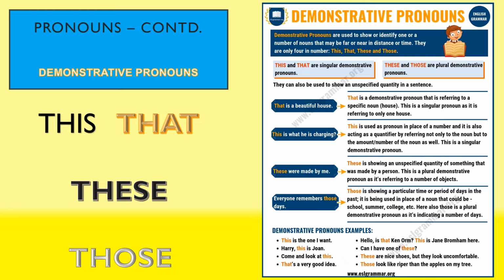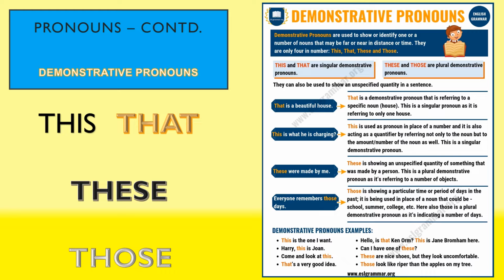So I have given you quite a few sentences for you to just have a look. So, that is a beautiful house. That is a demonstrative pronoun that is referring to a specific house. This is a singular one. And this is used when you're talking about something right in front. So it is actually used as a quantifier by referring not only to the noun, but to the amount or the number of the noun as well, because it is singular in case.